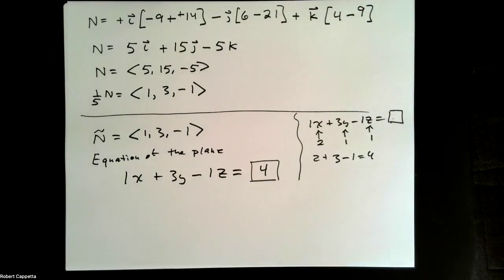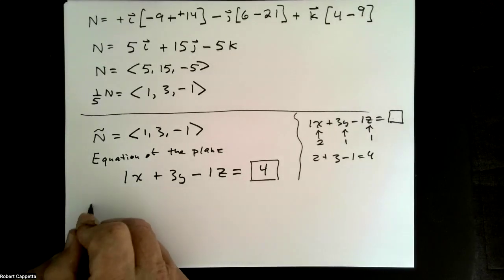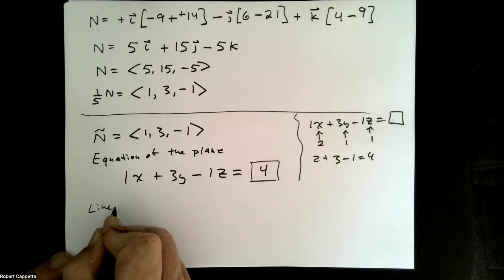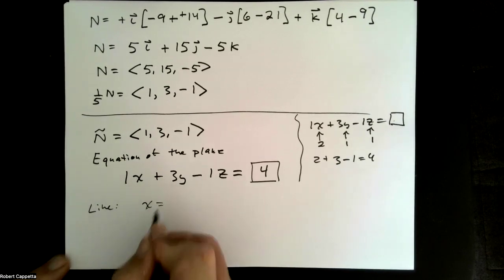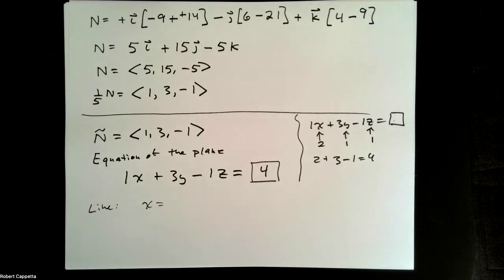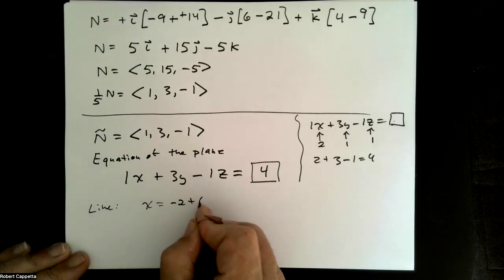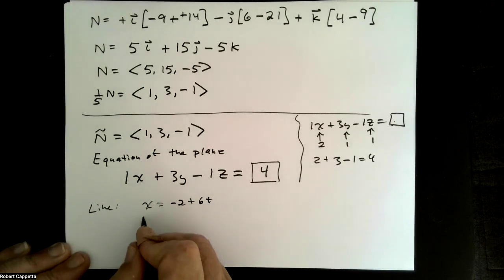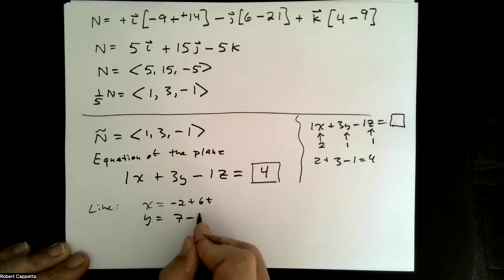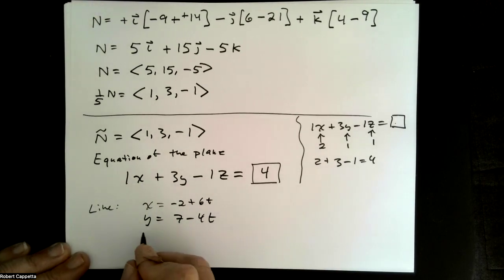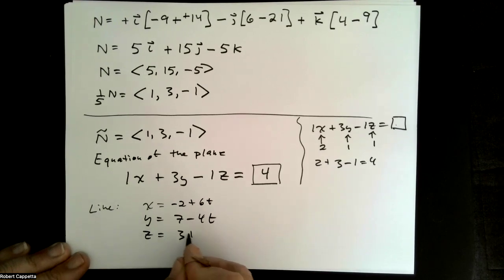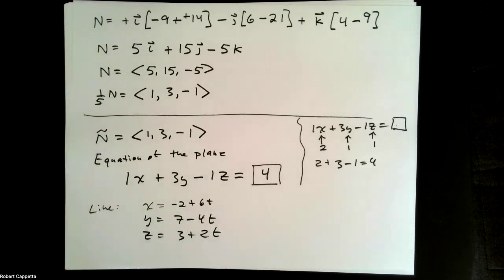So the next question I want to ask is, what is the point of intersection of this plane and the line that we had earlier? The line we had earlier was x equals -2 plus 6t, y equals 7 minus 4t, and z equals 3 plus 2t. So think about that for a second. How would you find the intersection of this line and that plane?